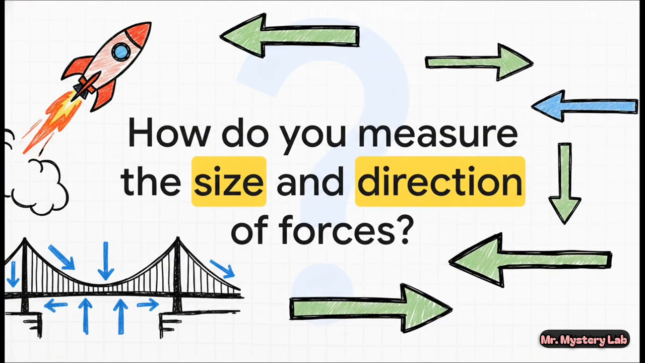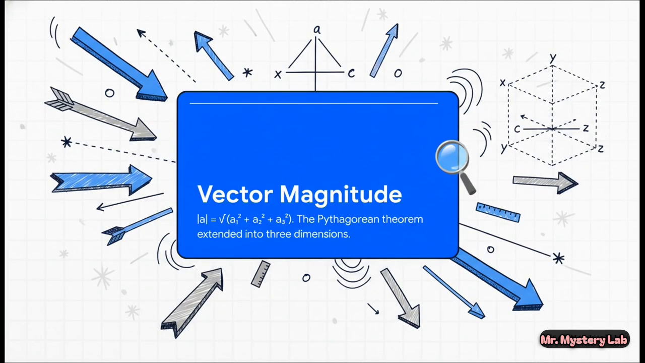Okay, let's switch gears a bit. We're moving from these abstract systems into the physical world. Think about a rocket launch or the forces acting on a bridge. These things have both a strength and a direction. So how do we capture both of those ideas in one single object? We use vectors.